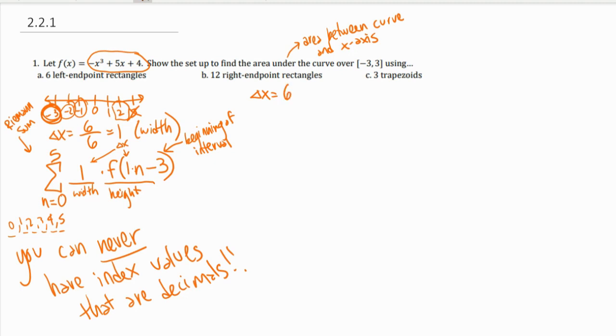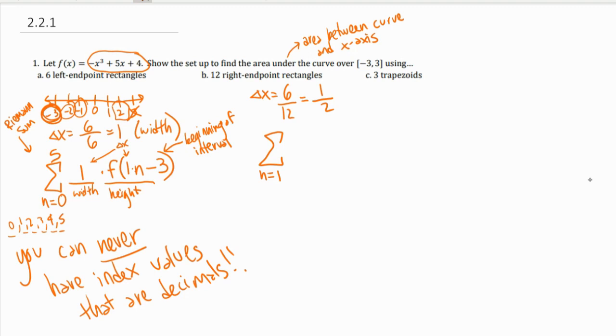And we're dividing that into 12ths. So that's going to be 1/2. Each rectangle has a width of 1/2. Now with right endpoint rectangles, we're not going to start with n equals 0. We're going to start with n equals 1. Okay, and I'll talk more about that later, why that is.